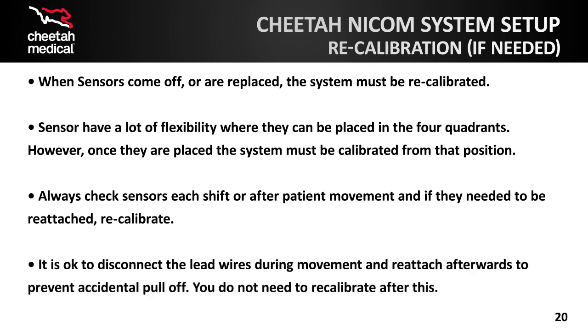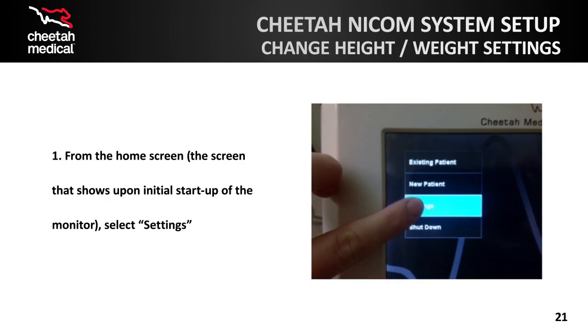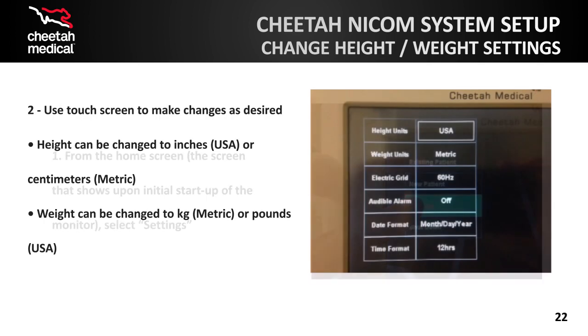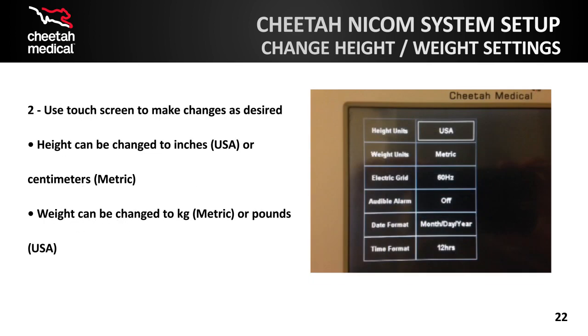to prevent accidental pull-off. To change various settings such as height and weight, or day and time on the CHEETAH NICOM system, first access the main menu. The main menu is located on the home screen or on the lower left-hand corner of the touch screen when monitoring a patient. Once the main menu is accessed, to change settings, select the Settings button. Use the touch screen to make the desired changes.